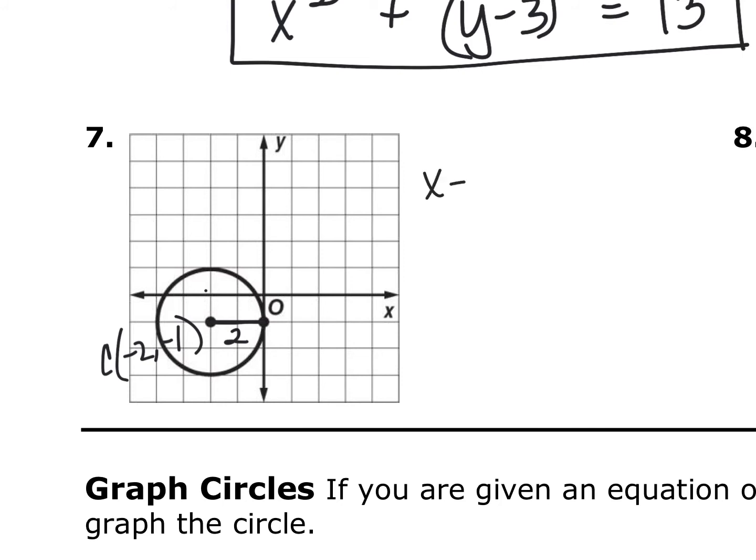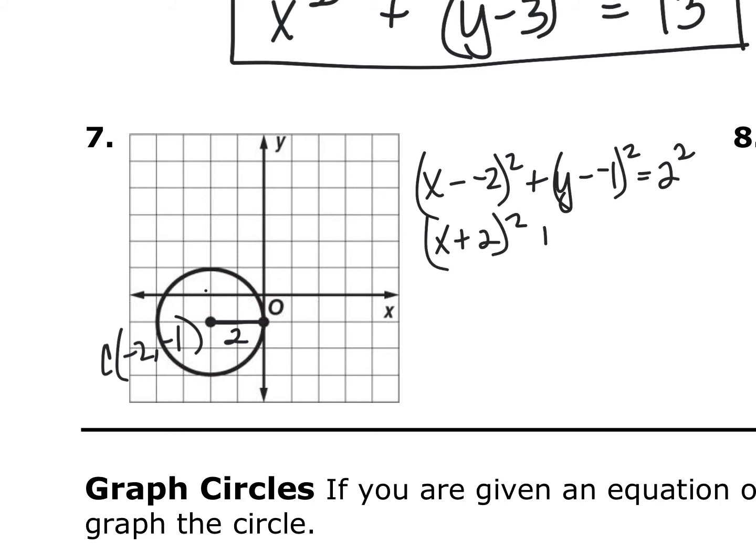X minus h, and the h is a -2, squared, plus y minus k, which is a -1, squared, and that equals my radius squared. Simplify my double negatives. Square the radius, and I have the equation of my circle.